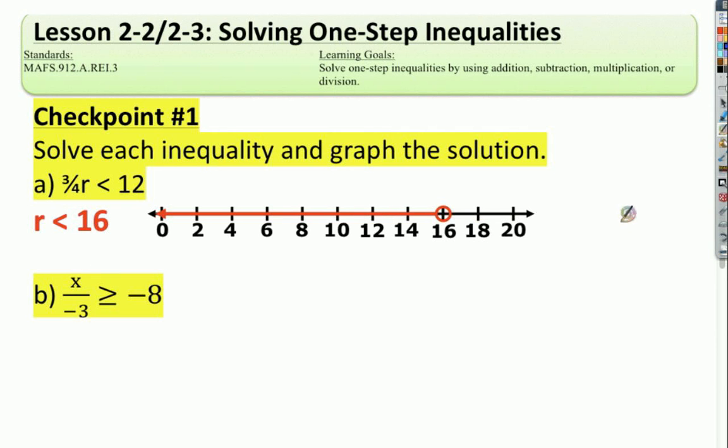If you said R is 16, unfortunately that's not correct because we're talking about inequalities. And R is less than 16, which actually means R could be 15, 14, 13, 12 and a half, 10.9. Okay? And your graph, unfortunately my colors are not translating very well on the projector, but this is an open circle and it's shaded to the left.